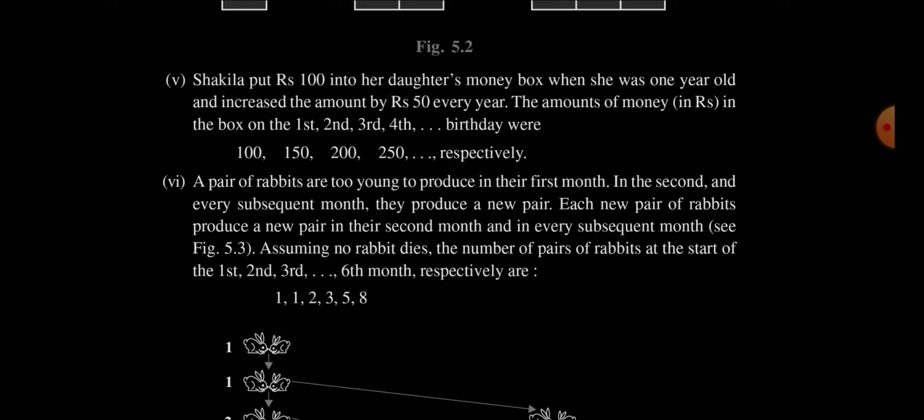Number 5. Shakila puts Rs 100 into her daughter's money box when she was 1 year old and increased the amount by Rs 50 every year. The amount of money in Rs in the box on the first, second, third and fourth birthday were 100, 150, 200, 250 respectively.